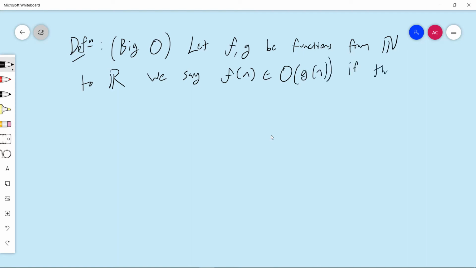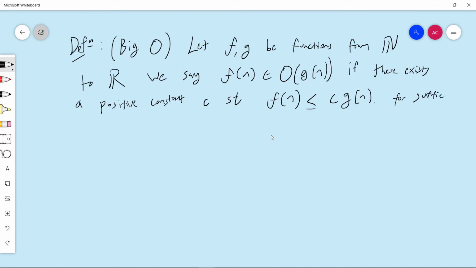if there exists a positive constant c such that f of n is always less than or equal to c times g of n for sufficiently large n. Meaning that this inequality is allowed to be false for the first few n, but there's got to be an n past that such that this is true. So eventually this has got to just be fundamentally always bigger than this. The first few n doesn't matter so much.